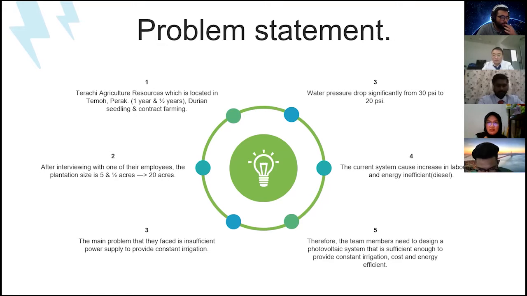He stated that the main issue that the company faces is the power supply for constant irrigation. Currently, they are using a water sprinkler system for irrigation and it runs at 30 psi. However, they noticed a difference in pressure as the pressure drastically decreased to only 20 psi. Their current solution, where they inserted a water pump, causes an increase in labor cost and is also energy inefficient.